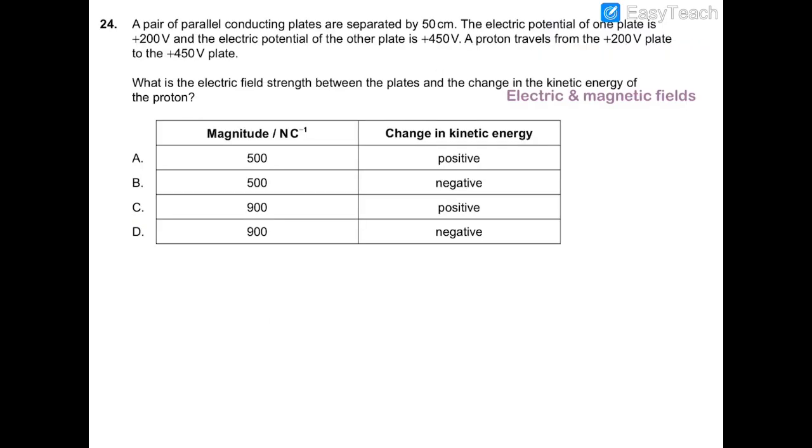There is a pair of parallel conducting plates that are separated by a distance of 50 centimeters. The electric potential of one plate is 200 volts and the electric potential of the other plate is plus 450 volts. A proton travels from the 200 volt to the 450 volt plate. What is the electric field strength between the plates and what is the change in kinetic energy? See, first of all, let us analyze the situation.